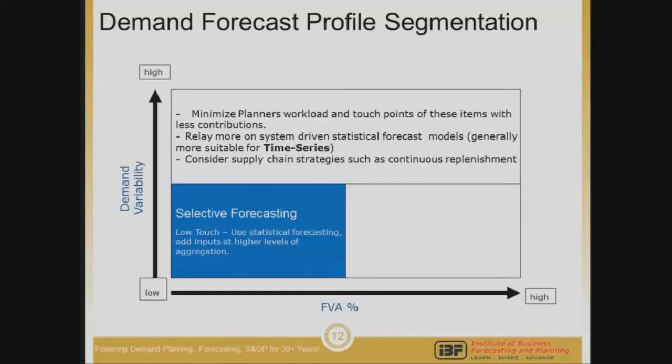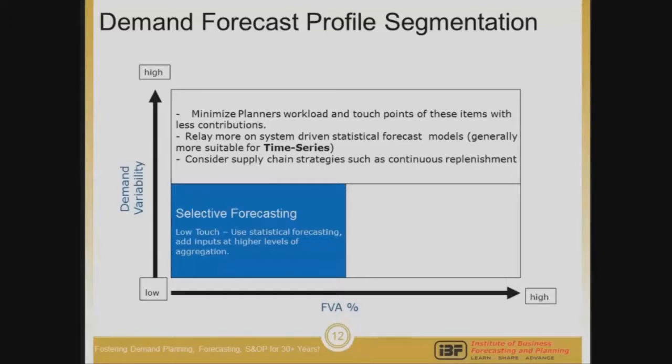So when I say that we have a negative forecast value add, that means despite as good as the modeling is, it's not adding value compared to just a naive forecast or just a baseline statistical forecast model that comes out of the system.